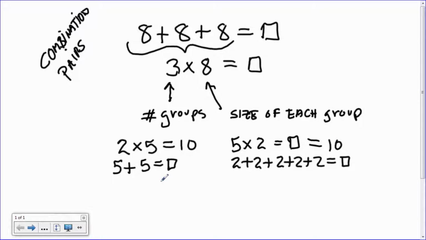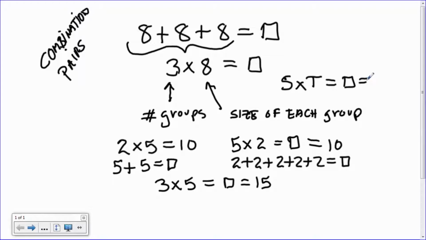So 3 times 5, which means 3 groups each of size 5, we want to know how big that is. And the kids might even skip count on this. They might go 5 plus 5 is 10 and 5 more is 15. So they know this is 15. So anytime we have a pair of numbers that we multiply together, here is the first number, and I'm going to call it S. And the second number, I'll call it T.